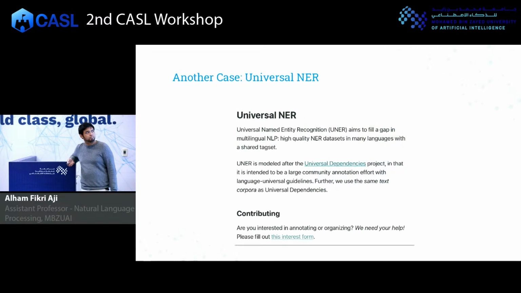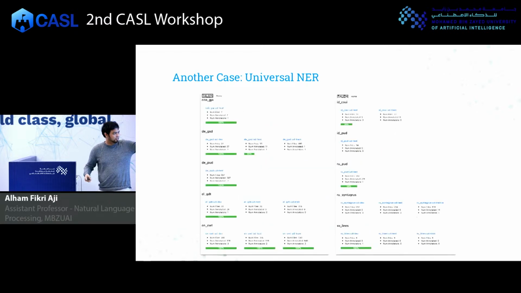Another example is Universal NER. This is actually still ongoing. If you Google Universal NER, you can look at the website. As you can see here, this is a community annotation effort, where if you are interested, you fill in the form, and then after that, you'll be invited to the Slack community. And after that, you'll basically have this tool to annotate data in your languages. With this, you can scale up and generate multilingual data faster than the traditional way, where you hire people to do that.